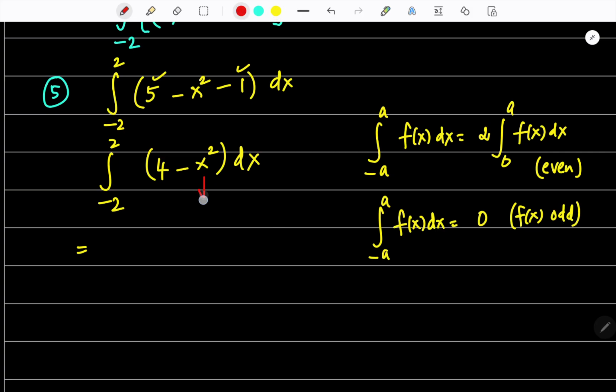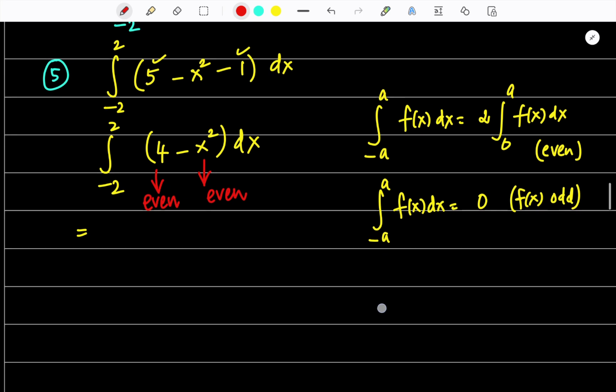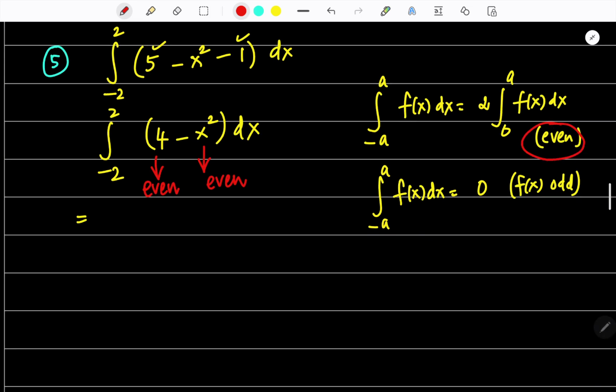This is very clear. This is an even function. I told you all the numbers are even function in the previous video. If you have not watched, please go to the previous video and watch it and come back here, right? So now this is an even function. So we are going to write it as twice times integral from 0 to 2 of 4 minus x square into dx.